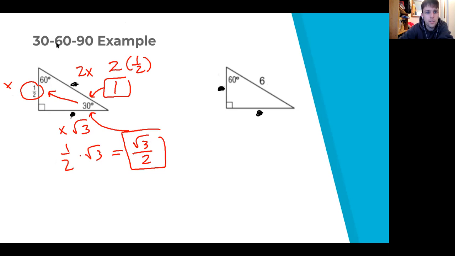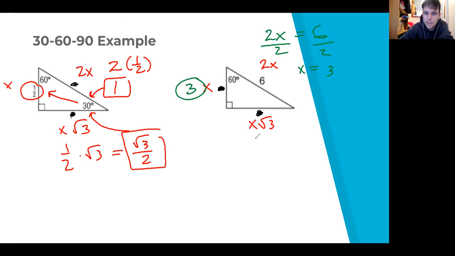I'll go through this next one a little slower. So here, this is the hypotenuse. This is our 2x side. Our short leg is the x side, and this is our x root 3 side. We know this one, so we can use it to set up a quick little equation for ourselves. 2x equals 6, divided by 2, x equals 3. So our short leg side is 3, and this side is 3 times the square root of 3. So those are our 3 sides of this particular triangle.